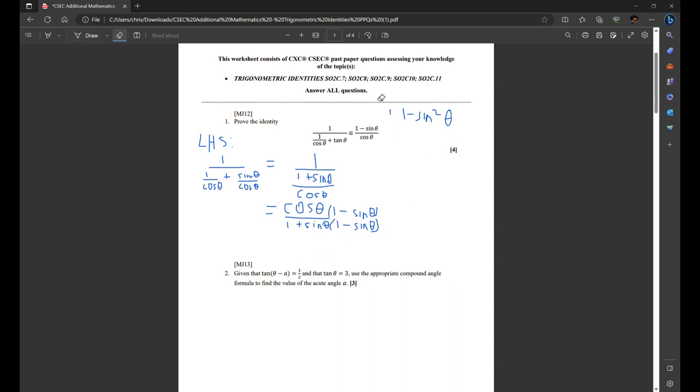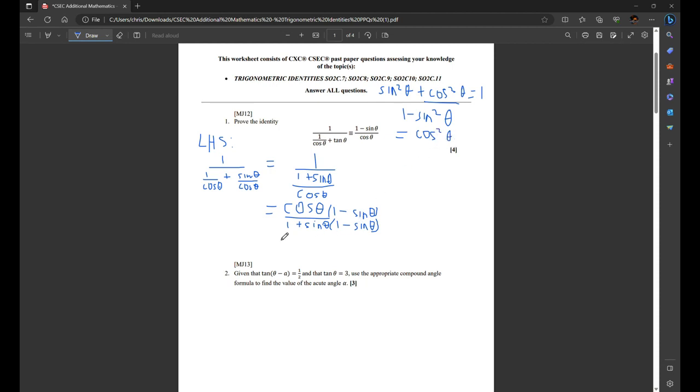So from this, if you remember your Pythagorean identity, which is sine squared theta plus cosine squared theta is equal to 1, then you can see that with a little bit of transposition, 1 minus sine squared theta is actually going to be equal to cosine squared theta. So that is going to be really helpful for us in trying to finish proving our identity.